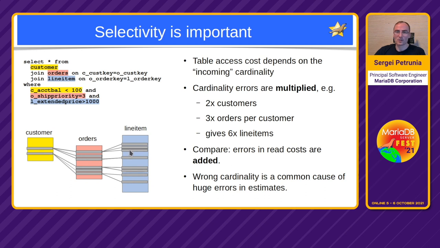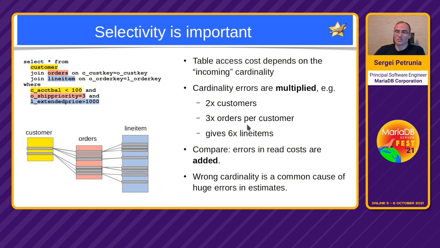For comparison, cost model errors typically don't spread. If the optimizer thinks that reading table customer is twice as expensive as it actually is, well, this doesn't spread. The cost of reading table orders remains the same, and so with line item. So the errors in cost are added, while errors in cardinality are multiplied.